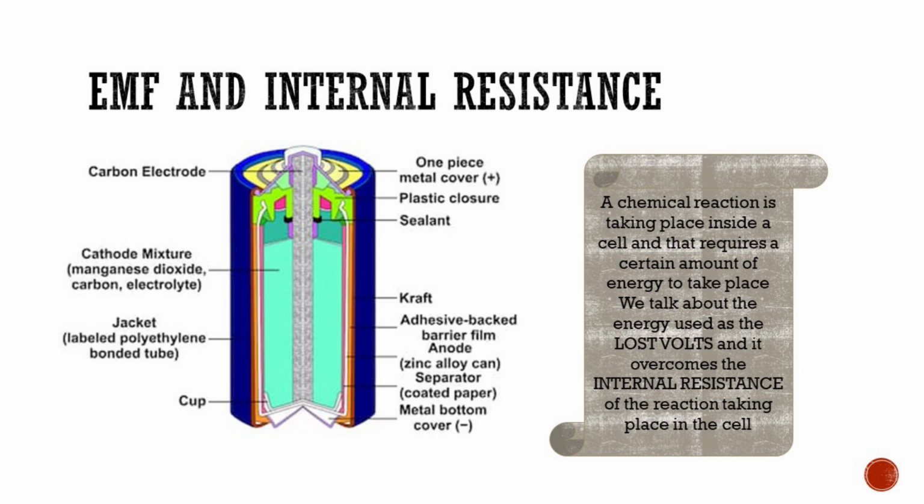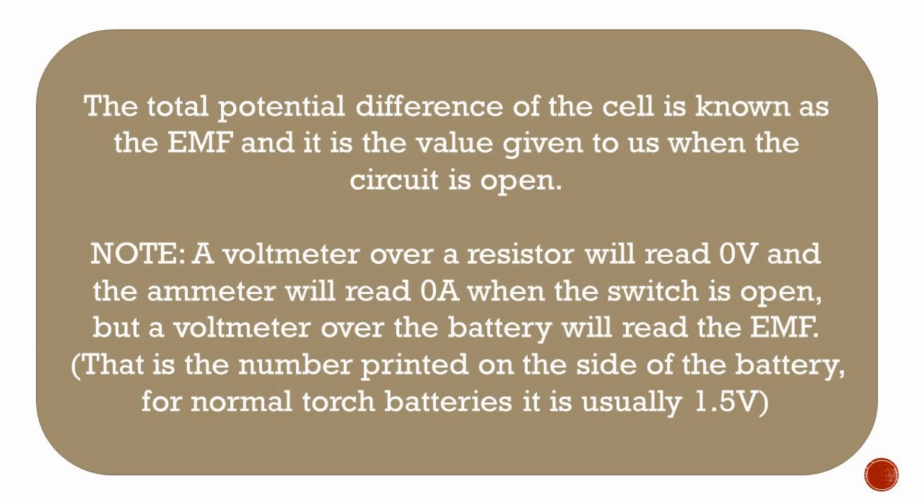I'm sure you remember from when we did bond energy, a chemical reaction requires a certain amount of energy to take place. Now, that energy that it uses, we talk about as the lost volts. And it is used to overcome the internal resistance of the reaction taking place in the cell. So now we need to make sure we understand this. The total potential difference of the cell is known as the EMF, and it is the value given to us when the circuit is open.